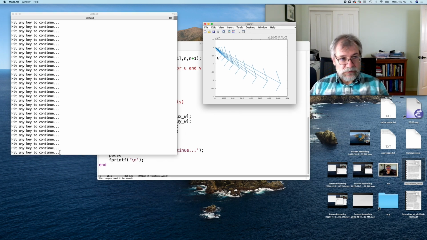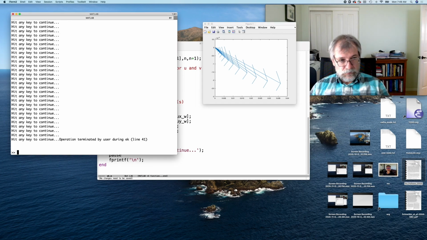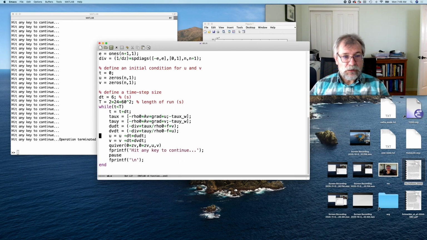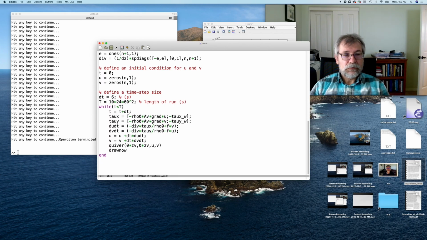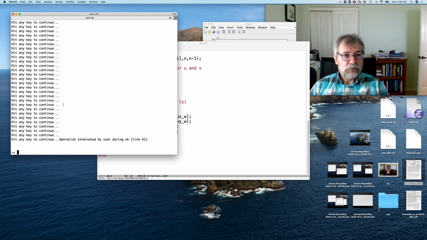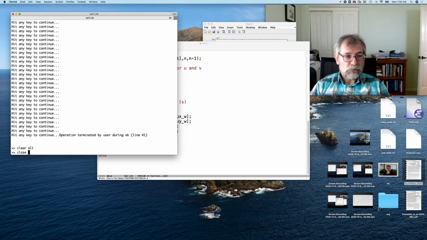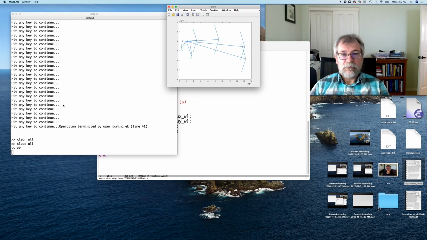I don't know if it's exactly correct, but what we will do is take out this pause, quiver, do a draw now, and then run it again. Let's run it for more days. Let's run it for 10 days. Maybe I can make dt 60 seconds again. I don't know if it'll blow up. Clear all, close all, decay.